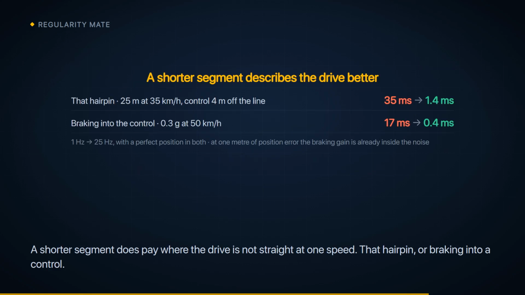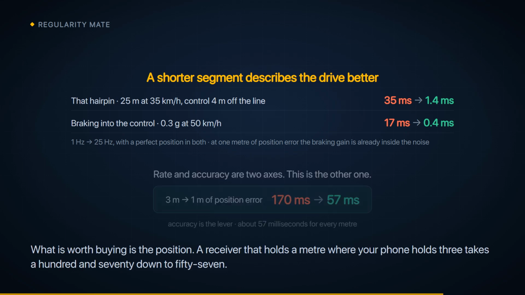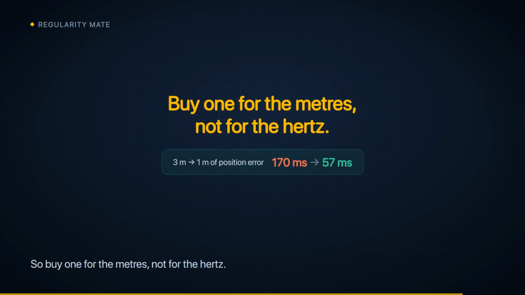A shorter segment does pay where the drive is not straight at one speed, that hairpin, or breaking into a control. What is worth buying is the position. A receiver that holds a meter, where your phone holds 3, takes 170 down to 57. So buy one for the meters, not for the hertz.